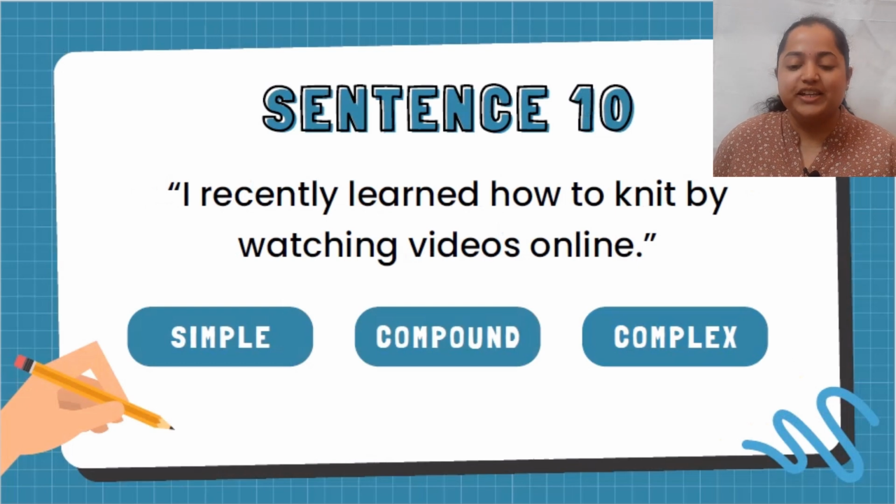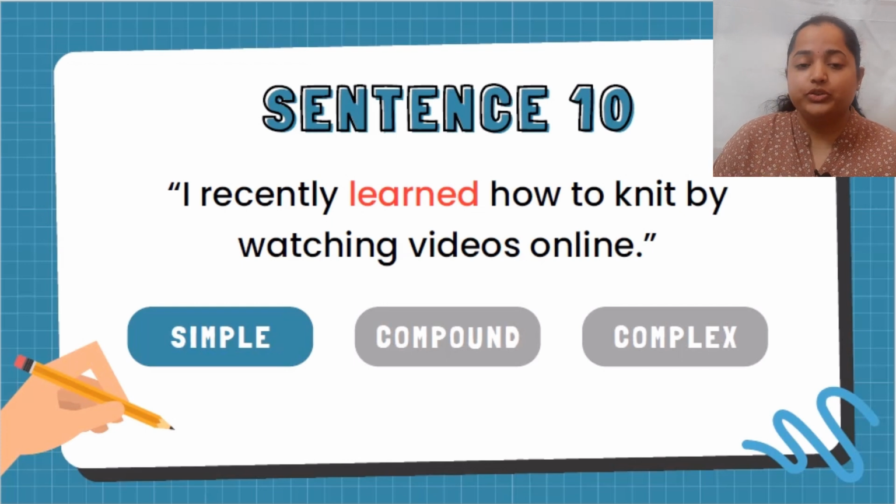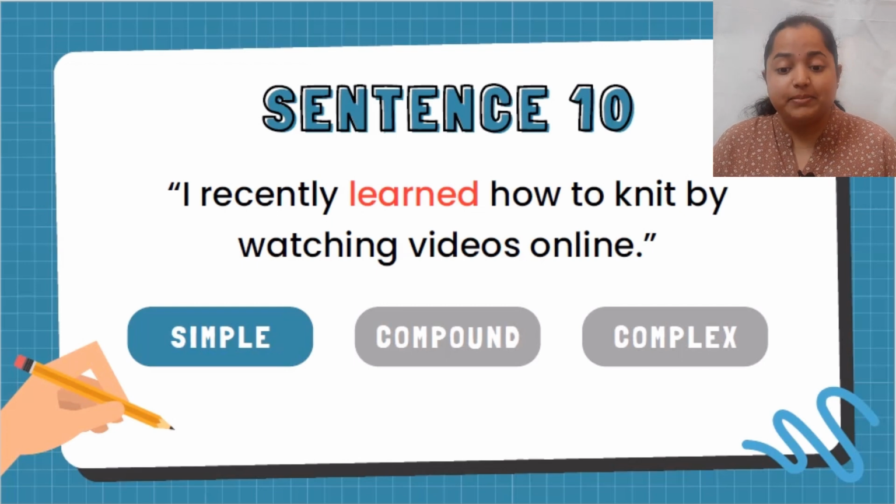Alright, now last one. I recently learned how to knit by watching videos online. Absolutely, this is a simple sentence if you got it right because it has only one main verb. To knit is an infinitive verb, so it only has one main verb and it has no conjunction or any other clause. It only has one independent clause.